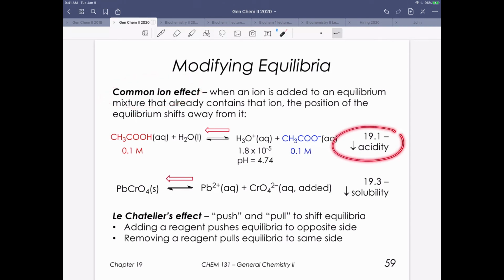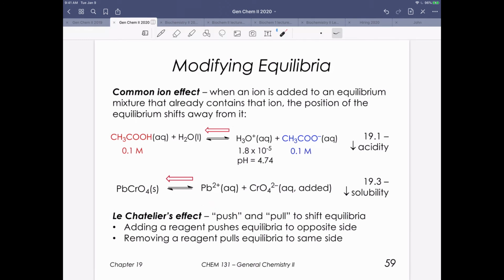We saw it with acidity in the beginning of this learning unit, and we saw it again when we had a buffer solution. And what we're going to see now is it with regards to solubility. So in this first section, we decreased the acidity of molecules by filling up the product side with a common ion. And we're also going to see a decrease in solubility if we fill up the right-hand side with a common ion. Okay? And again, this is a way of also thinking about Le Chatelier's effect.